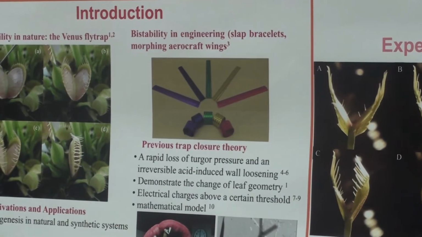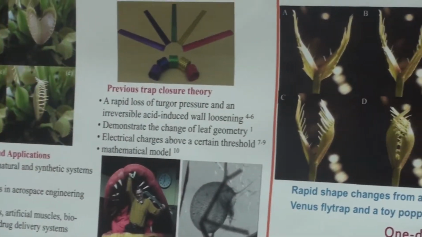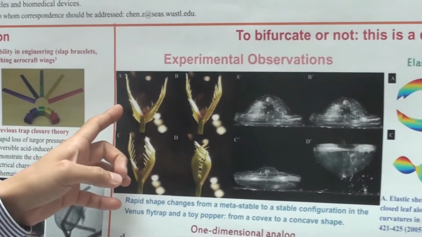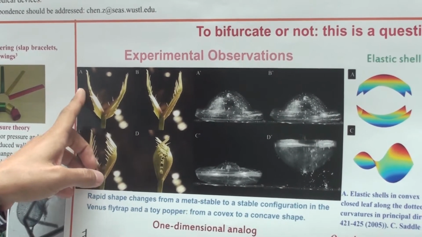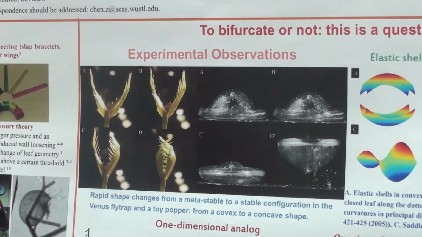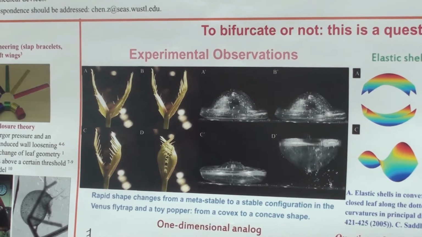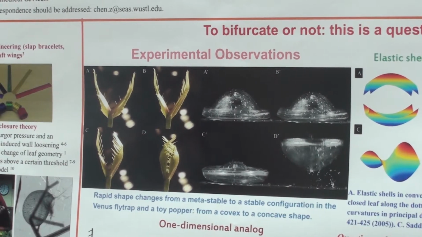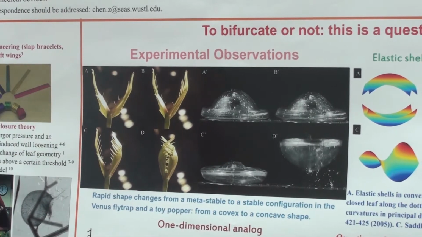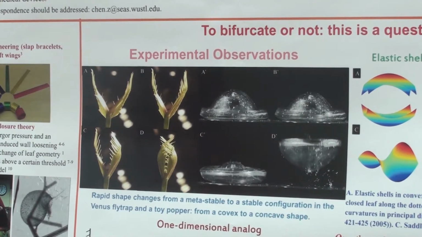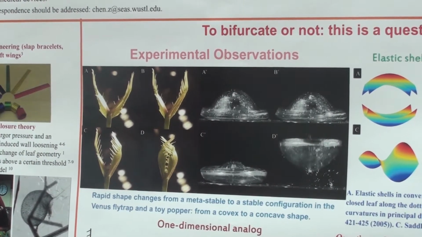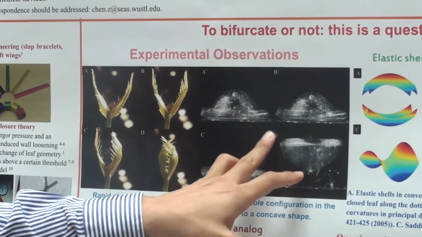So, in terms of the change of geometry, we noticed that in an open state, the Venus flytrap actually has a positive Gauss curvature, meaning the product of the two principal curvatures is positive. And in a closed state, it's also positive, although each of the principal curvatures flips sign. So the product remains positive. And this is actually similar to this toy popper.